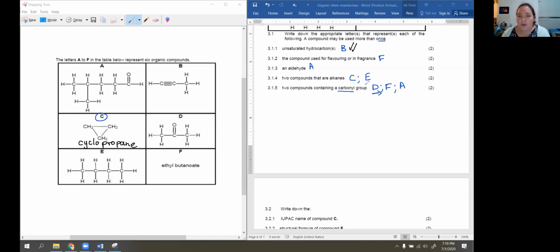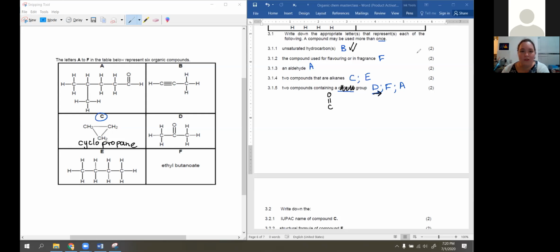Okay, so the 2 compounds that were alkanes were C and E. Even if you couldn't name it, you could write it down. And the 2 that have a carbonyl group, I would say that being official, the only one that actually has a carbonyl group is D. But if we're viewing them as just having a C double bond O group, then I'd say that it's A, which is my aldehyde, D, which is my ketone, and F, which is my ester. They technically were 3, even though the question only asked for 2.